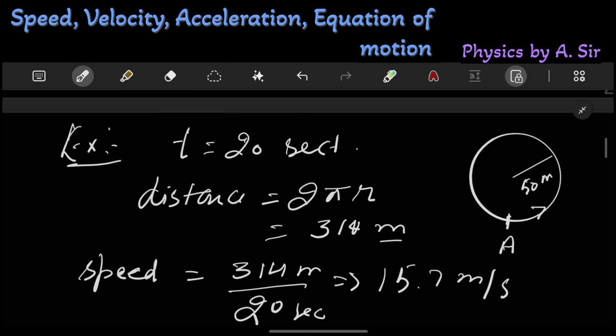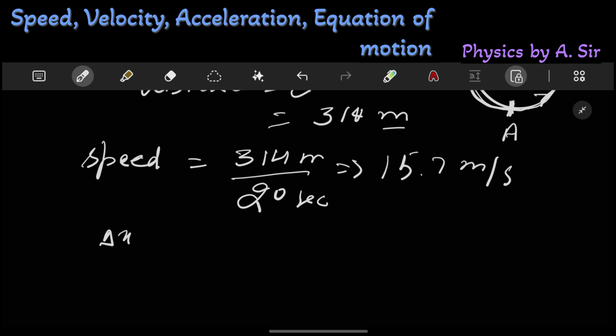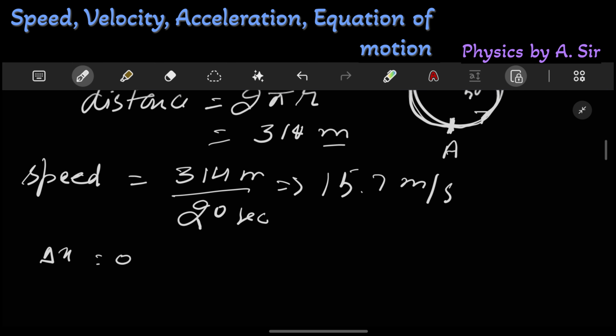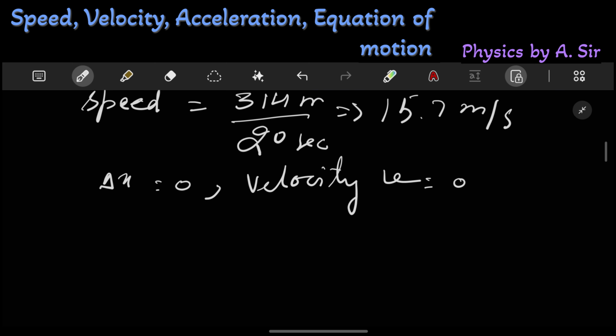So let's say if I am saying that we have to calculate the velocity, then in velocity we are not required to use the distance. Instead of that, we have to calculate the displacement. So displacement in this case is 0, because that person goes around like this and comes back to the same point where he started. So displacement delta x is 0 in this case. So velocity in this case is 0, because displacement is 0.